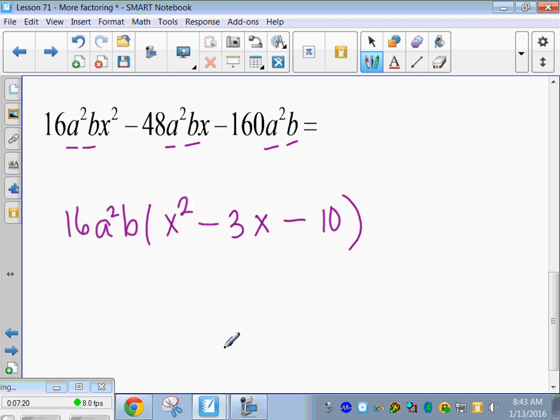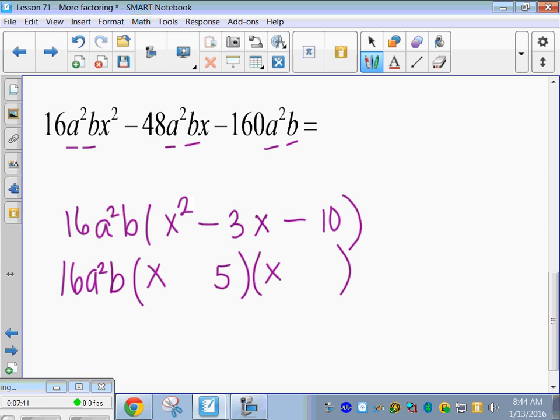Now this looks really nice. Okay, so 16, a squared b stays in front, rewrite it. We have our two sets of parentheses, x and x. Okay, multiplies to negative 10, adds to negative 3. What do you guys think?